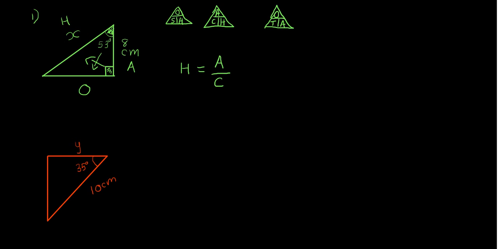Now I'm going to substitute in what values I have. In this case, h is x. If h was not given a letter, I could leave it as h over here, but since it's given the letter x, I'm going to write down the letter x. A is the adjacent length, which is 8 centimeters, and c is the cosine of 53. I'm going to type this fraction on my calculator.